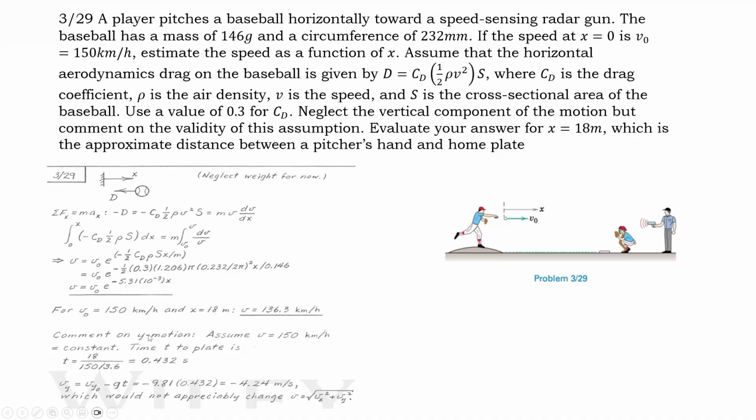Now we need to find the time. Assume that the velocity is constant. We know that you might ask, okay, the velocity is not constant. Yes, you are right, but assume that the velocity is constant. Assume that it is v0, okay? So the time for 18 meters will be this time. And then vy will be equal to 4.24, okay? So the magnitude of the velocity will be this number.